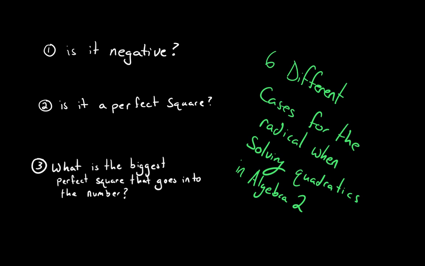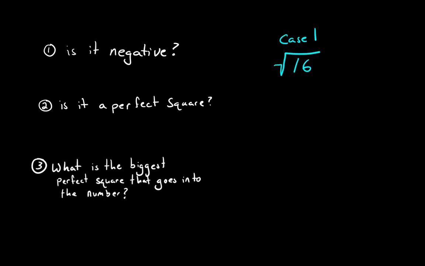So we're going to be going over the 6 different cases of simplifying a radical in Algebra 2 when you're solving a quadratic equation. Here is the first case. In all the cases, we're going to check these 3 questions on the left side.